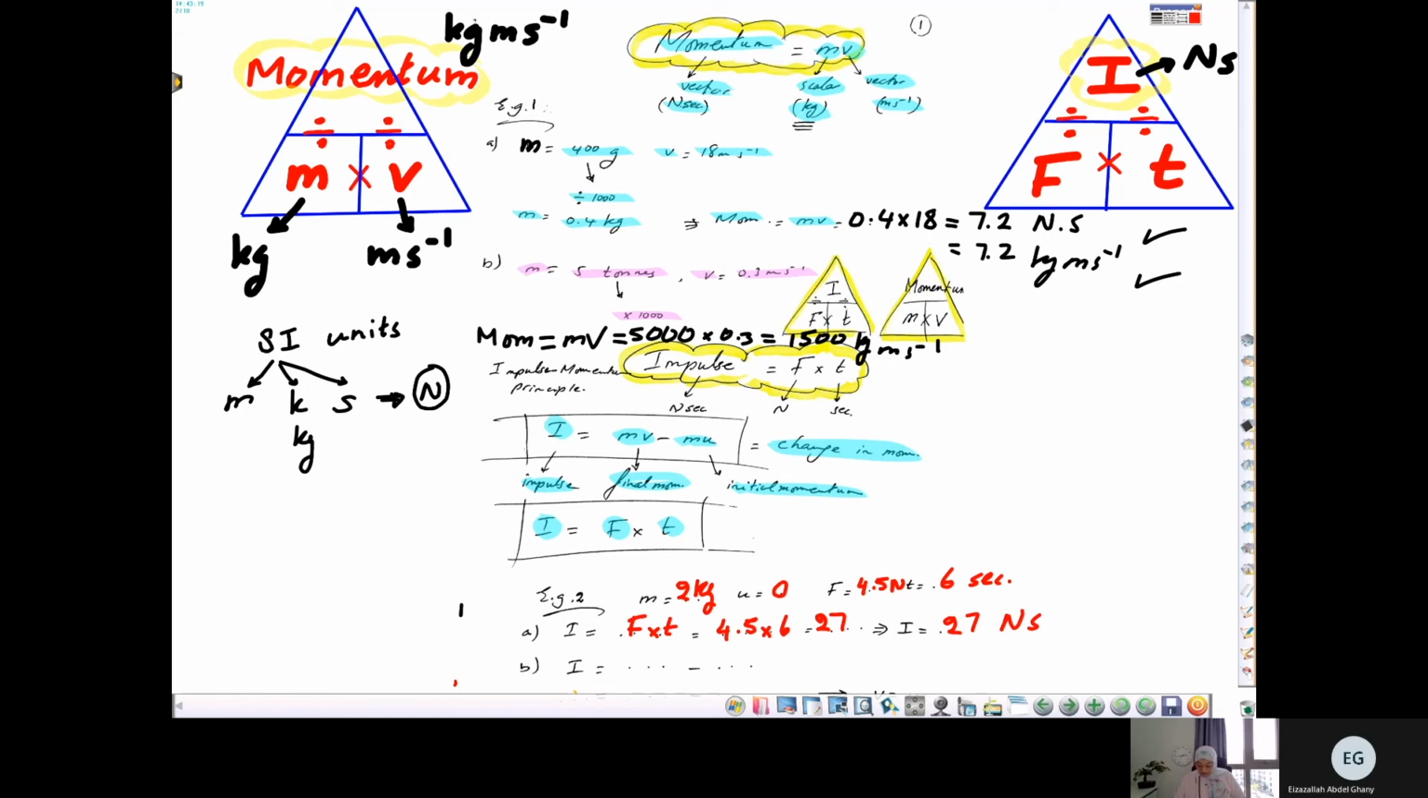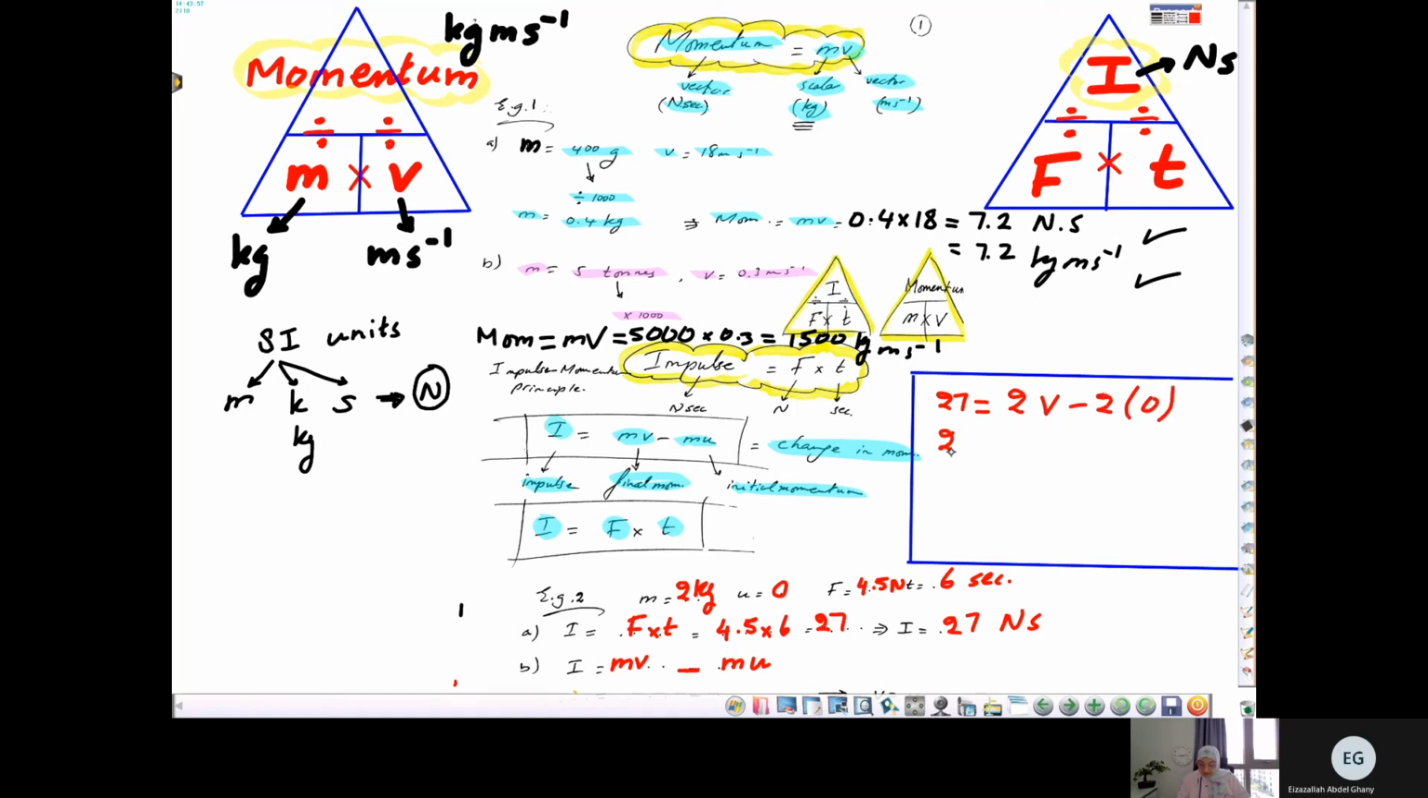Second question. Find the final speed of the body. The final speed of the body comes from the first rule, which is impulse is the change of momentum. Impulse equals final momentum minus initial momentum, mv minus mu. Impulse, we got it before, which is 27, equals the mass, which is 2, times final velocity, minus the same mass times the initial velocity, which is 0. It means 27 equals 2v, divide both sides by 2, v equals 13.5 meters per second.